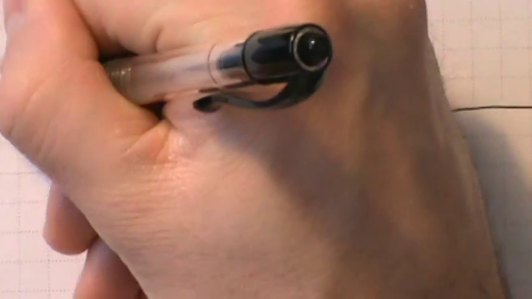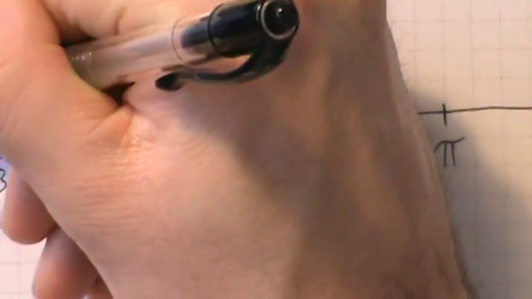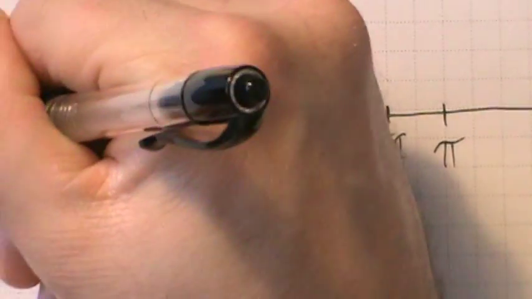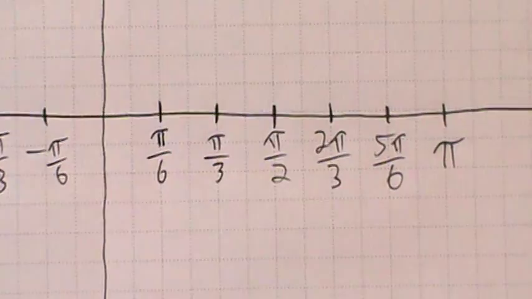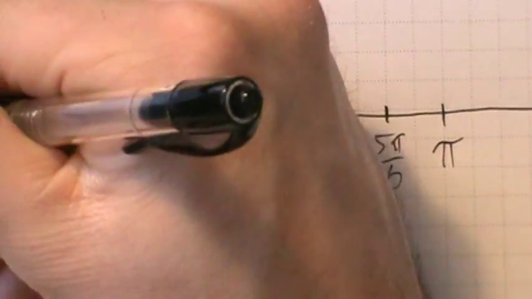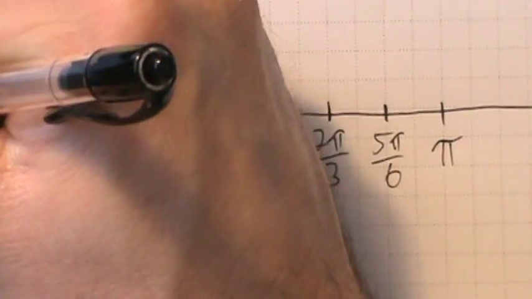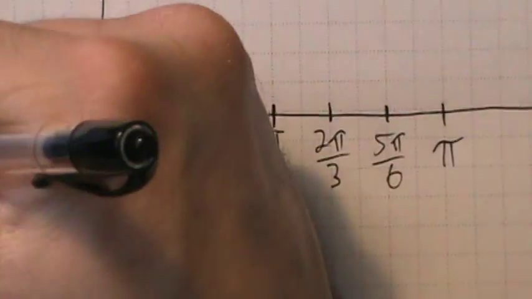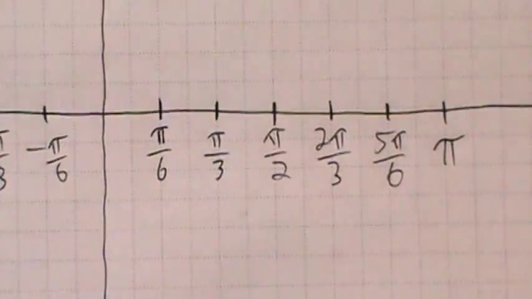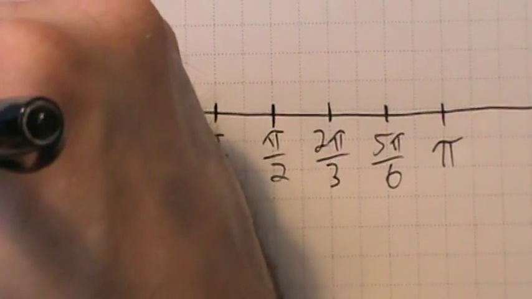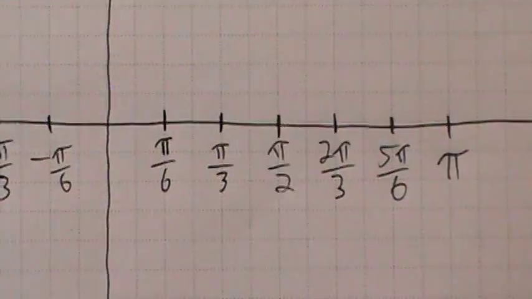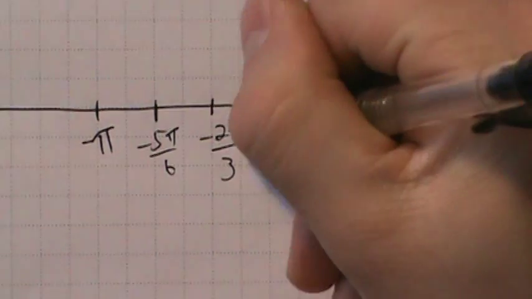Now let's go back the other way. Negative pi over 6, negative pi over 3, negative pi over 2, negative 2 pi over 3, negative 5 pi over 6, and negative pi. One of these labels might actually get in the way a little bit of the graph, but that's okay. Oops, probably should have zoomed out a bit.